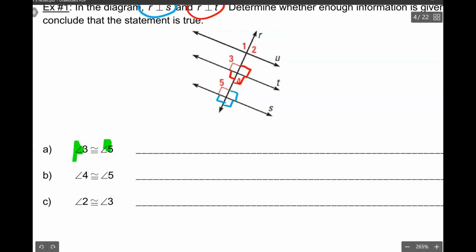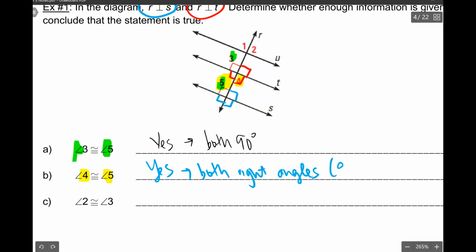We were given that angle 3 was 90 degrees and angle 5 was 90 degrees, as right angles. Alright, let's see. Angle 3 and angle 5. Yes, we have enough information to say that this is true. They're both 90 degrees. Angle 4 and angle 5. Well, once again, they're both right angles, which means they are 90 degrees. Angles 2 and 3. Well, we know 3 is 90 degrees, but we don't have enough information to talk about 2. Is this a 90 degree angle? We were not told, so we cannot assume.